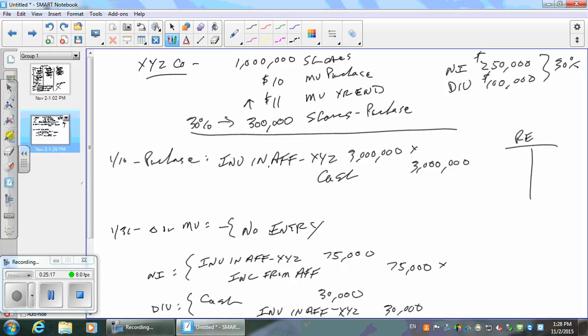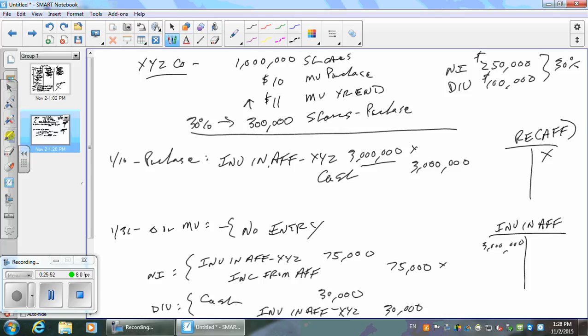This is on the affiliate's books, right? On the affiliate's books, what happens to their retained earnings? And then what happens to the investment in affiliate on the investor's books, the company that holds the investment? What did we start out with in investment? And by the way, this would be some big number, whatever their retained earnings are, for the affiliate. What's my first entry to the investment in affiliate? 3 million debit, right?